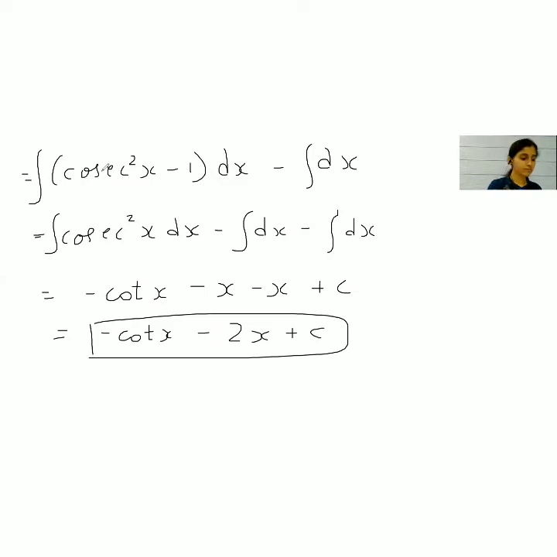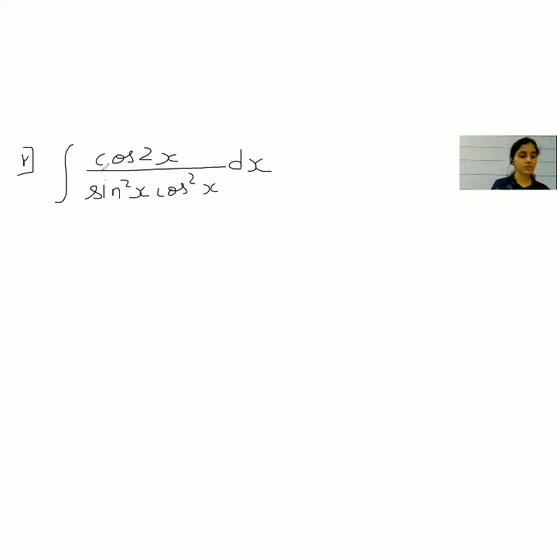Let's move to the next one. Fifth sum. It says integration of cos 2x divided by sine square x cos square x dx. Okay, so this sum is similar to the previous one. Just use the cos 2x formula, split the denominator, and that would give you the answer. This will be cos square x minus sine square x, right, divided by sine square x cos square x.